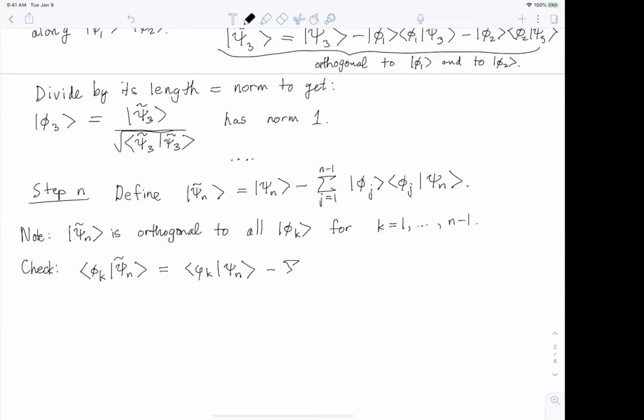which is going to be a sum from j equals 1 up to n minus 1 of the inner product of phi sub k, phi sub j, times the inner product of phi sub j with psi sub n. I have a bad habit of mixing up my phi's. There's two different phi's, and I'm using them interchangeably. So this just came from that, and this just came from here when I took the inner product with phi sub k.